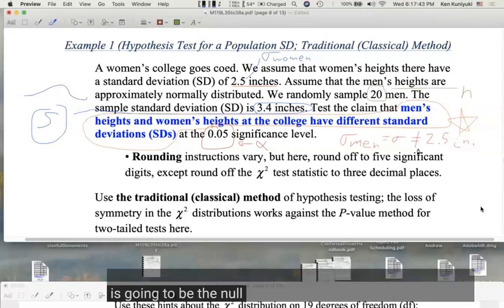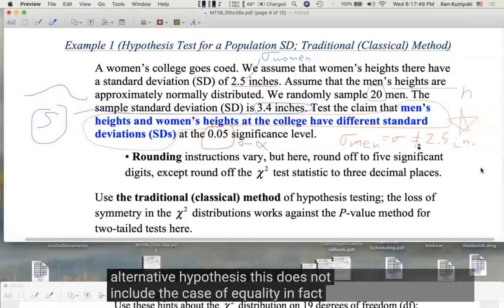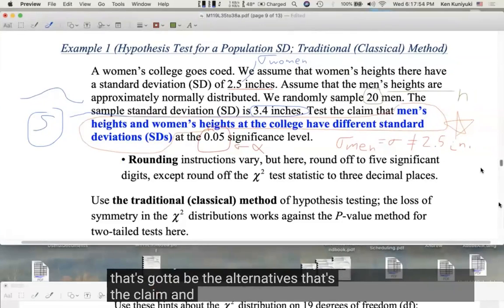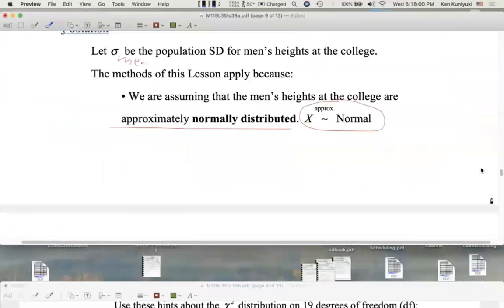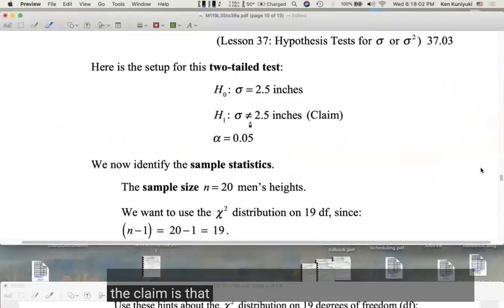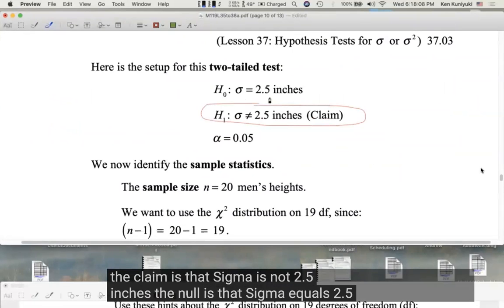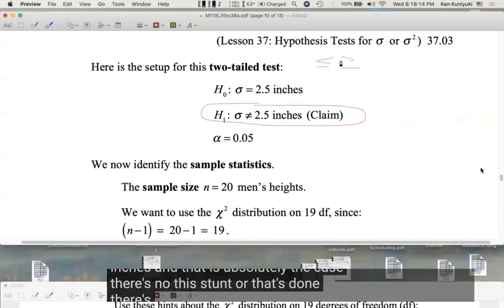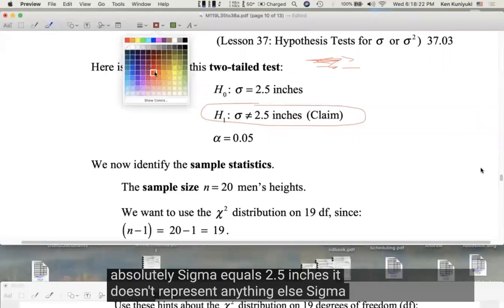Is this going to be the null or the alternative hypothesis? This does not include the case of equality. In fact, it's the only case that's excluded. This has got to be the alternative. That's the claim, and it's a claim based on the wording. The claim is that sigma is not 2.5 inches. The null is that sigma equals 2.5 inches, and that is absolutely the case. There's no this stunt or that stunt. The null says, absolutely, sigma equals 2.5 inches. It doesn't represent anything else.